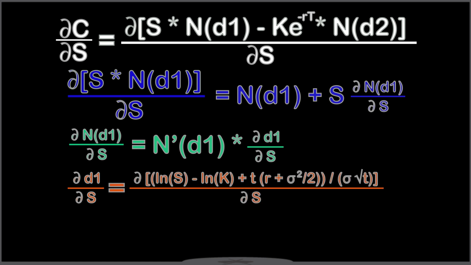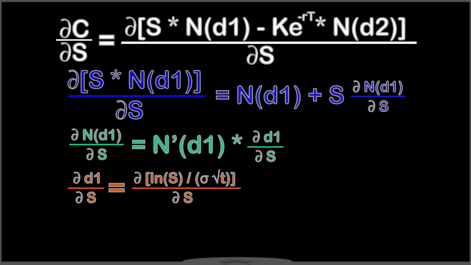The key is to isolate all terms that depend on s. When we realize that this entire section of the equation is nothing but constants, we can remove them, as their derivatives are 0. This leaves us with the derivative of the log normal of s with respect to ds, which simplifies to 1 over s. Putting this back into our dd1 ds, we find that the piece simplifies to 1 over s times sigma times the square root of t.